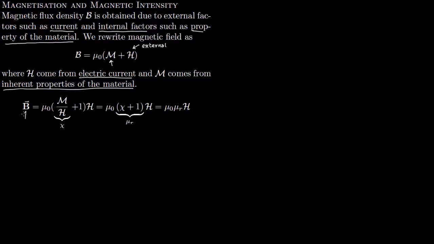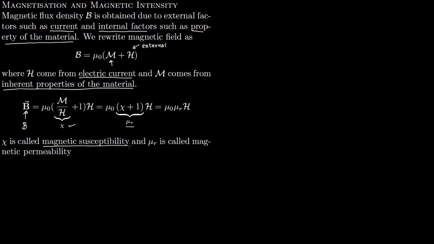Now what you do is you take h outside. You could write the magnetic field, or more likely the magnetic flux density, and take this h common and put m over h as chi. So this becomes equal to mu naught times (chi plus 1) multiplied by h. Chi plus 1 you write as mu r. So this becomes mu naught times mu r times h. This chi is called magnetic susceptibility, and mu r is called magnetic permeability.